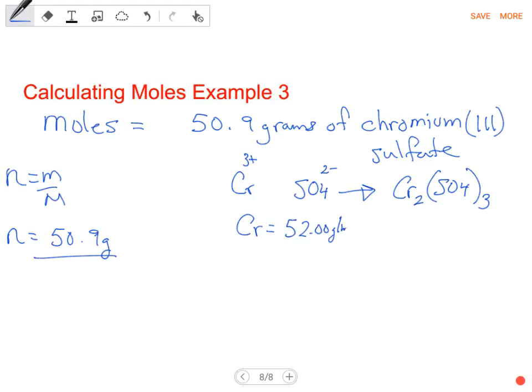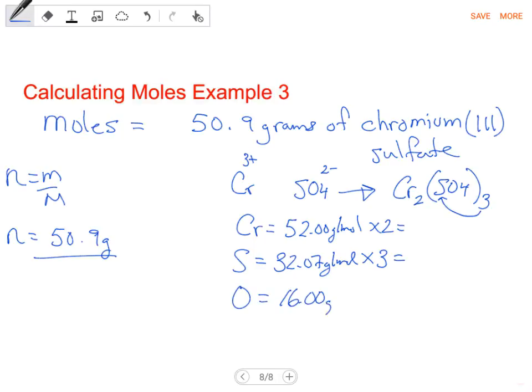Okay. Chromium is 52.00 grams per mole times 2. I'll do the math at the end. Now, how many sulfurs do we have here, everybody? We have 3 of them. So sulfur's value is 32.07 grams per mole times 3. And then how many oxygens? Now oxygen is 16.00 grams per mole times 3 times 4 is 12.